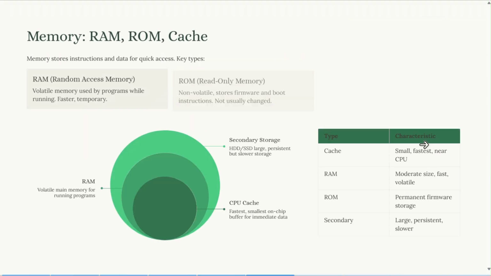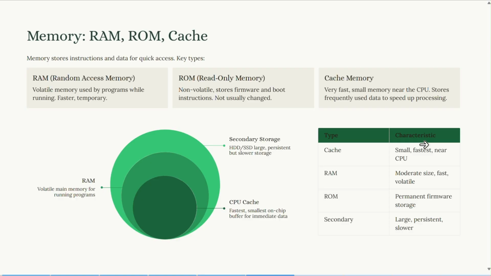Slide 5, memory: RAM, ROM, and cache. Now that we know where data is stored permanently, let's understand something that many beginners find confusing. Is memory the same as storage? The answer is no. Storage is used to save data permanently, while memory temporarily holds the data the CPU needs while the computer is running.